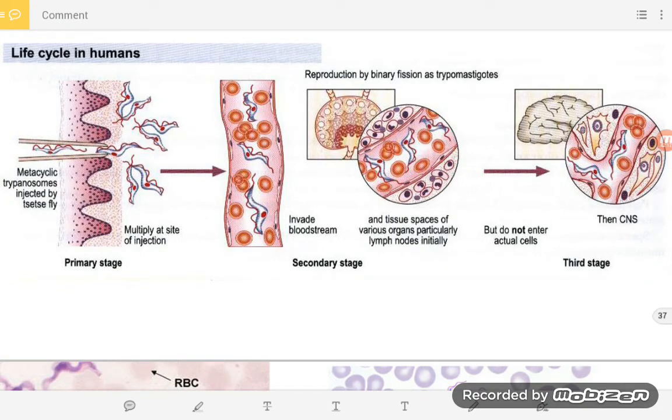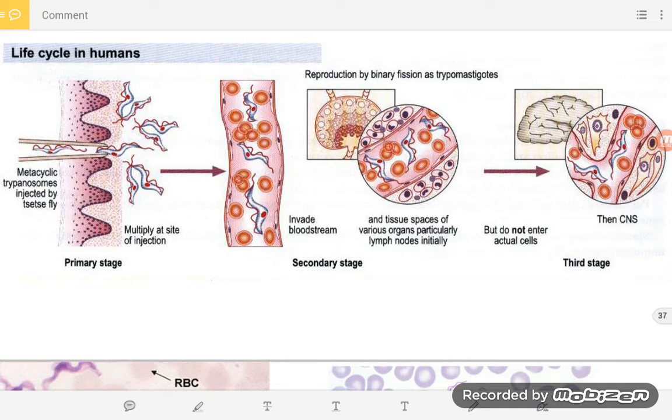So what is the infected state? Metacyclic trypomastigote form. When an infected female tsetse fly takes a blood meal, the infective stage, the metacyclic trypomastigote form, enters into the human body. This is an extracellular parasite, so we can see it in the plasma freely, and it can move using the flagellum.